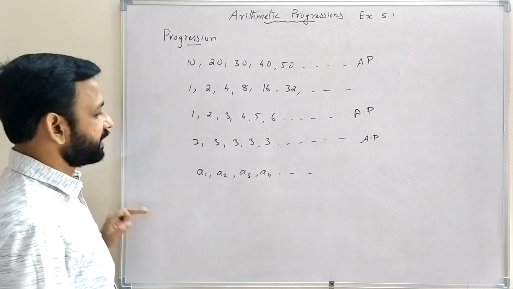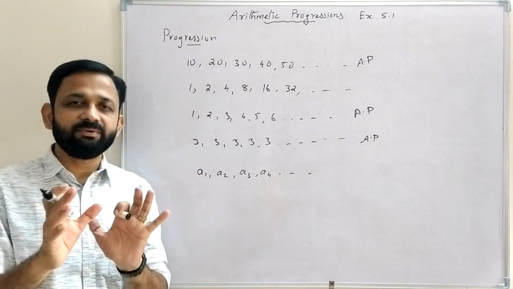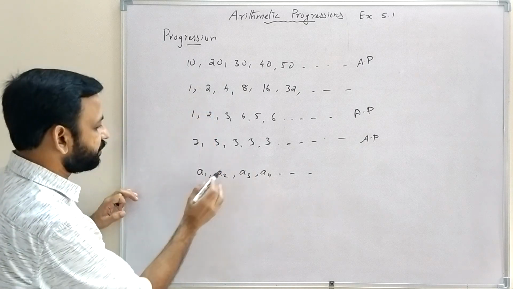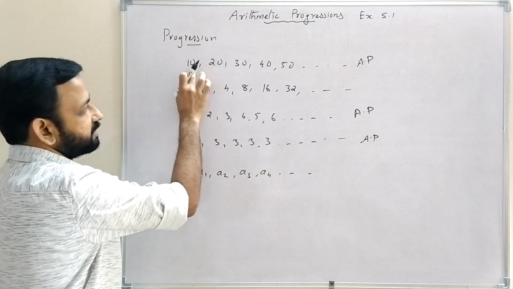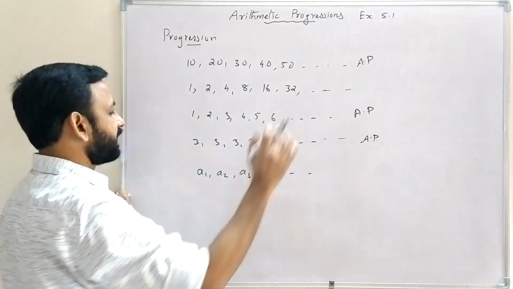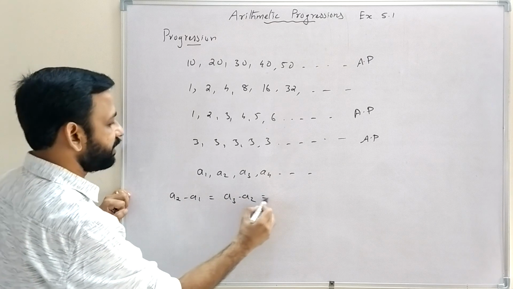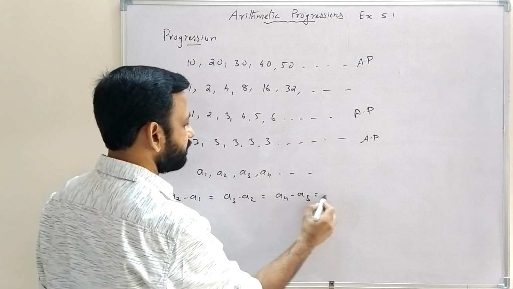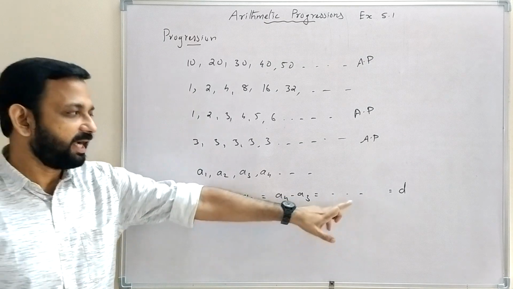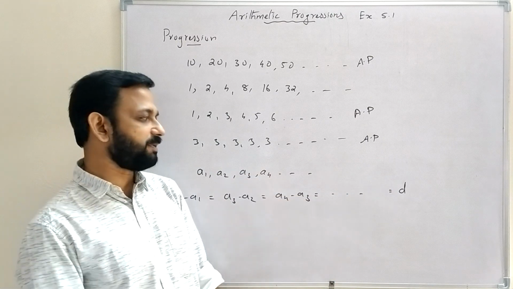So in an arithmetic progression, when we take the difference between any two consecutive terms, that difference will be the same. That difference: a2 minus a1, 20 minus 10 is 10, 30 minus 20 is 10, 40 minus 30 is 10, 50 minus 40 is 10, etc. That is, a2 minus a1 equals a3 minus a2 equals a4 minus a3, etc. And that difference is common, so it is called the common difference, and it is denoted by small letter d. So that is the common difference of an arithmetic progression.